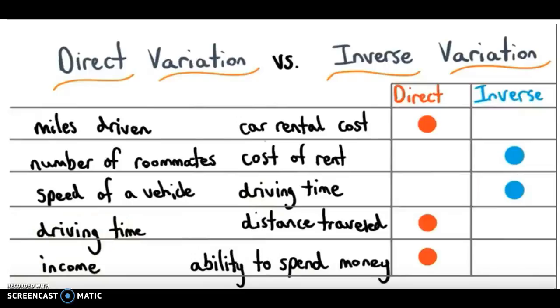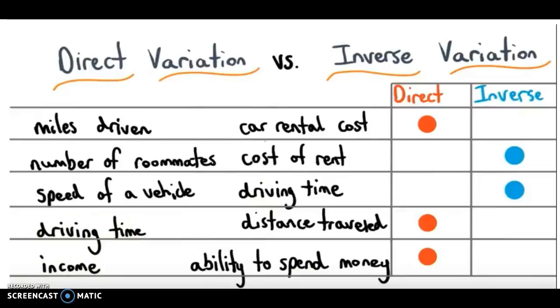How long it takes you to get to school. If you are driving faster, the driving time will go down. So as one goes up, the other's going down. That's an example of inverse. Driving time and distance traveled: obviously, if you don't drive as long, your distance will not be as far. Both are going down. Or if you drive more, your distance will be more, or both are going up. So an example of direct variation.